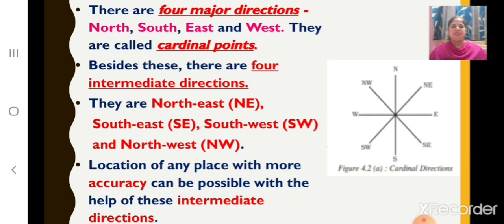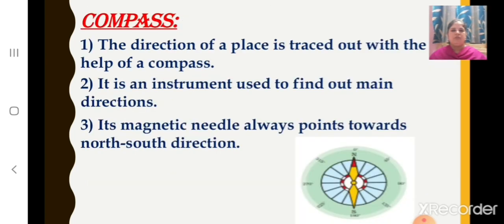Children, here you can see the diagram of cardinal directions that is given on page number 25 in your geography textbook. Children, what is a compass? The direction of a place is traced out with the help of a compass. That means it is an instrument used to find out main direction, and its magnetic needle always points towards north-south direction.